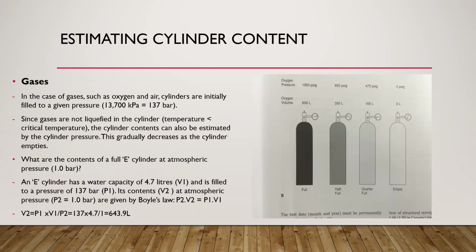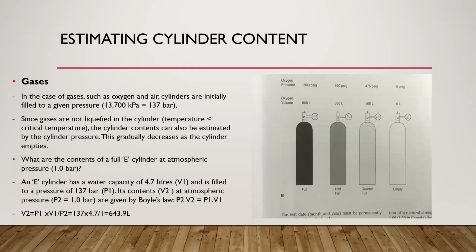All right, so this is one of the questions we have asked a lot of residents. How do you estimate your cylinder content? Now it depends on the nature of the content of the cylinder. If the content of the cylinder is gas, for instance oxygen, the oxygen cylinder is actually filled up to 137 bars. The oxygen is not in liquefied form, unlike nitrous. We're going to look at it.